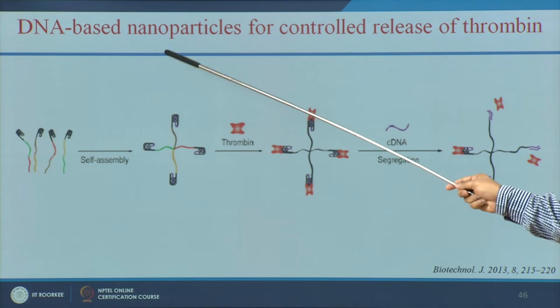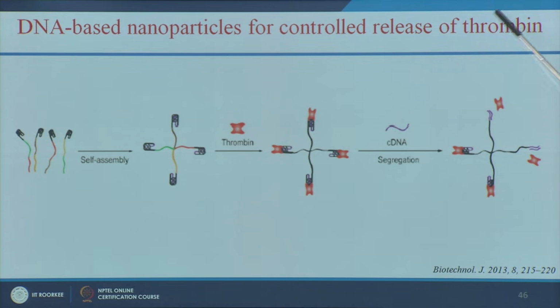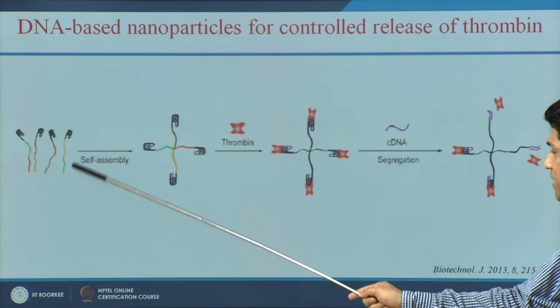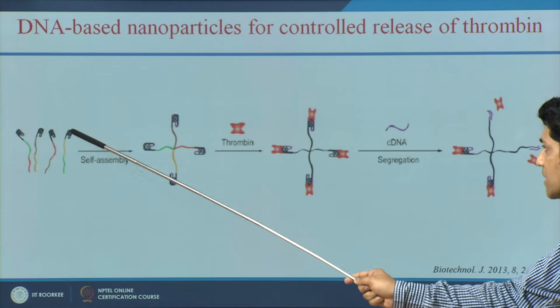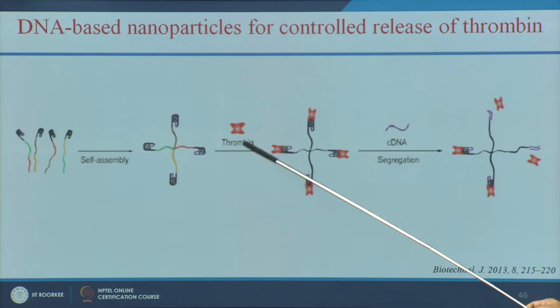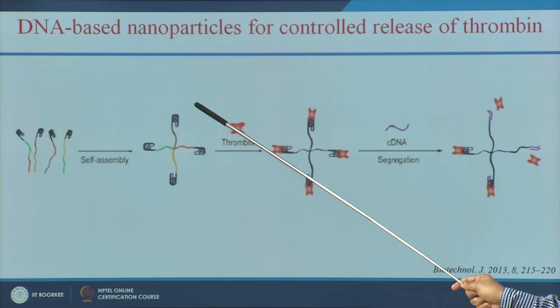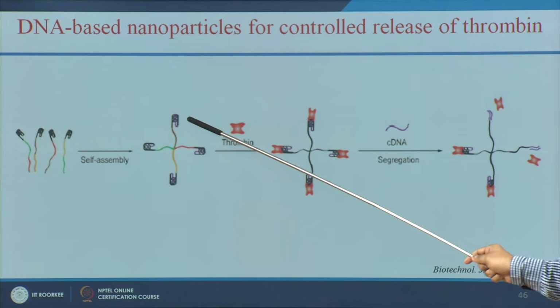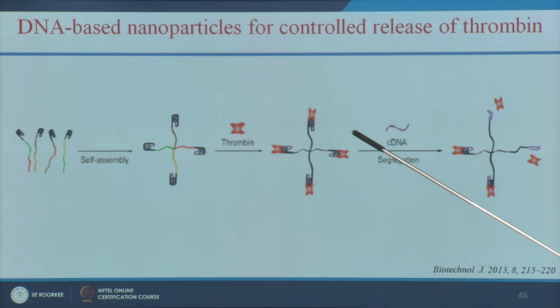And also we can use these DNA based nanoparticles for controlled release of thrombin or any kind of molecules. Here you can see we are going to use small fragments of DNA pieces, okay, and this DNA is specific for a particular protein. In this case it is specific for thrombin, okay. So you can use this self assembly process. We can make an X shape DNA tile, and thrombin will go and bind to this DNA, and when you add the cDNA which is specific for this DNA, the cDNA will go and bind and it will release the thrombin. So that's why we can use the DNA based nanoparticle for the controlled release of thrombin.